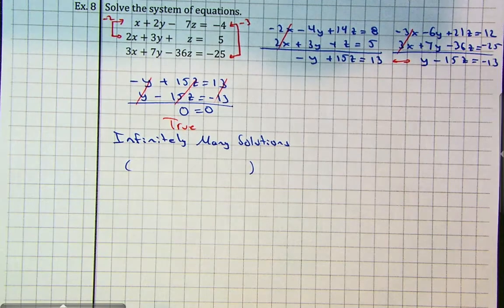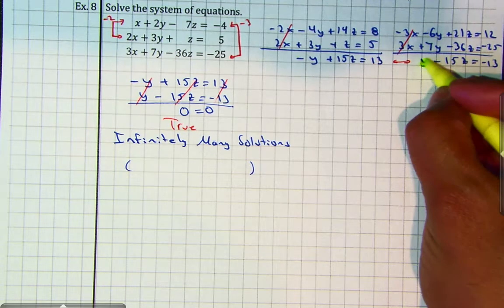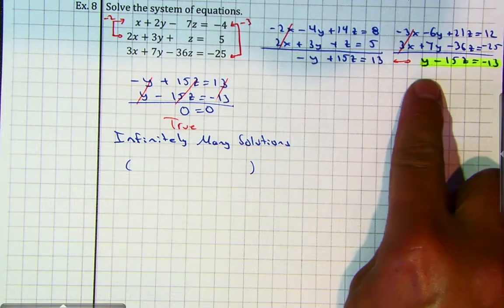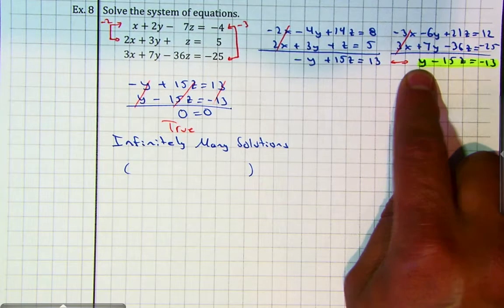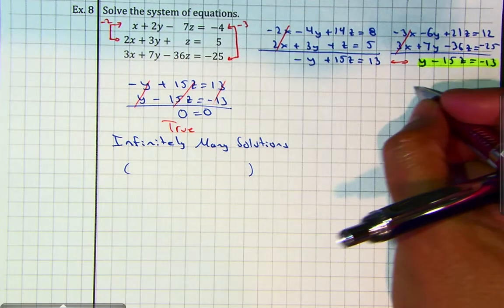In this case, they're the same. So let's go and grab this equation, and you want to solve for one variable or the other, whichever is easier. Now in this case, I'm going to solve for y. So therefore, solve for y.